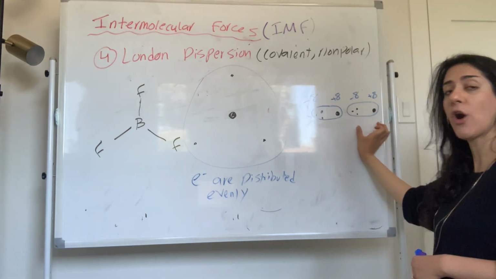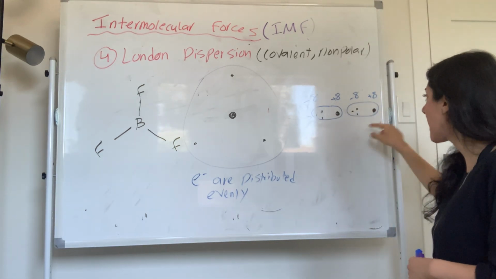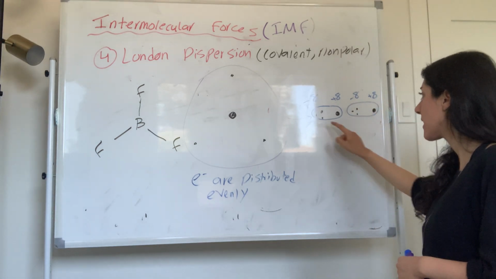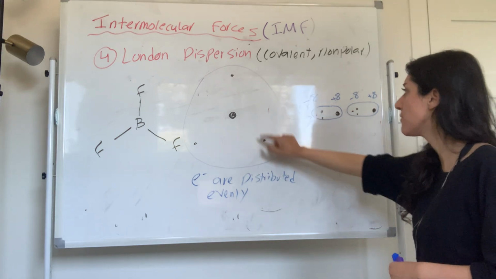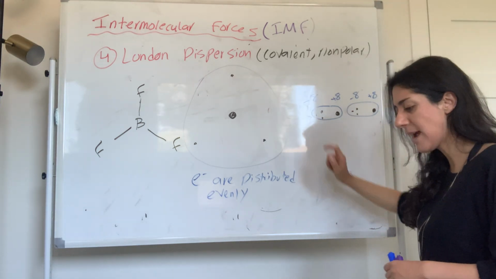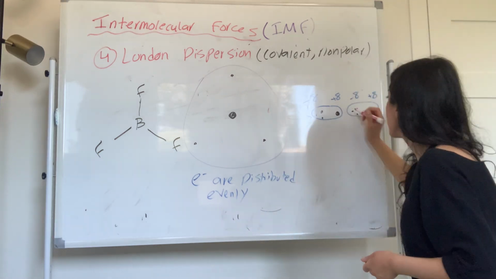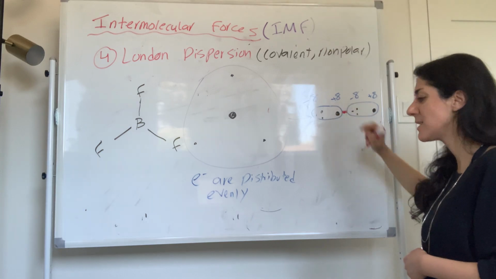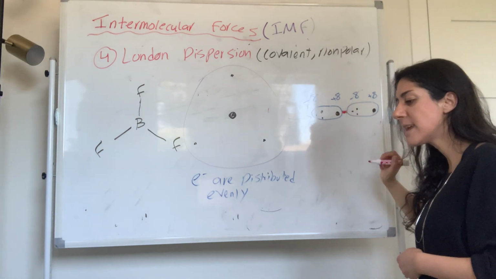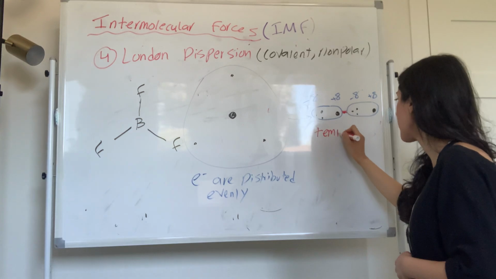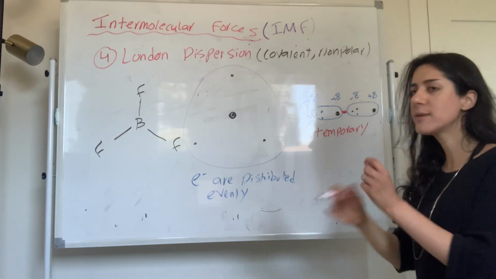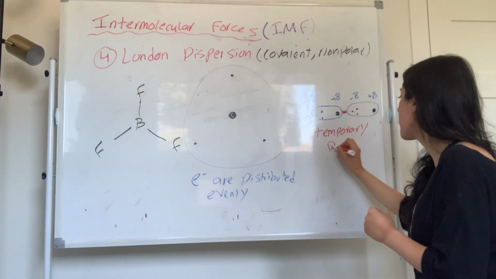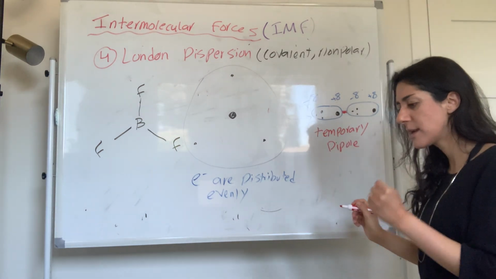And you could find another BF3 molecule that also has the same arrangement with a partial negative and partial positive. Why is this negative? Because these are the fluorine. Fluorine has a higher EN value. So, what does that mean? You are going to have an attraction between partial positive and partial negative. And this is temporary, because there's constant movement, and once in a while, this happens. It's a temporary dipole.